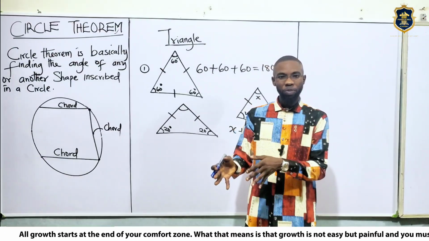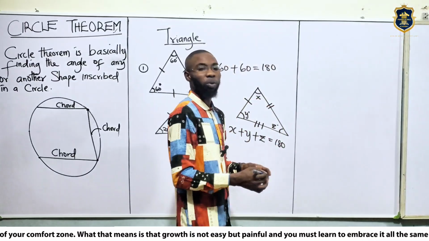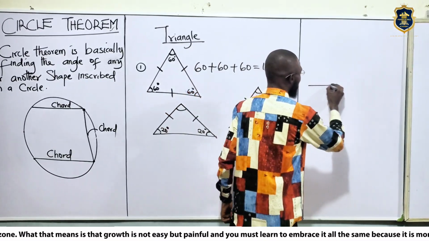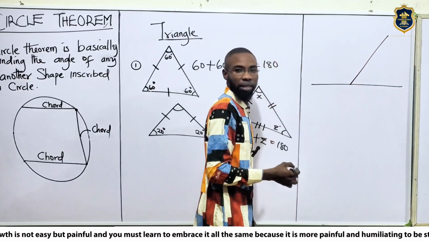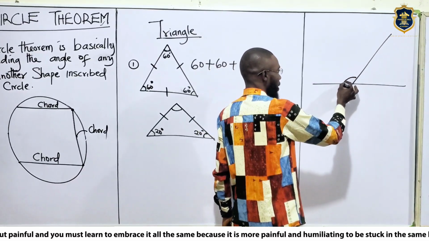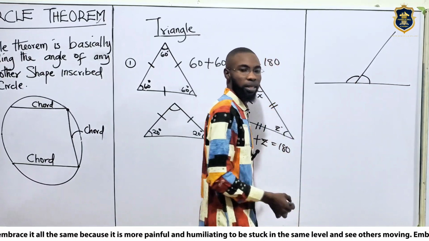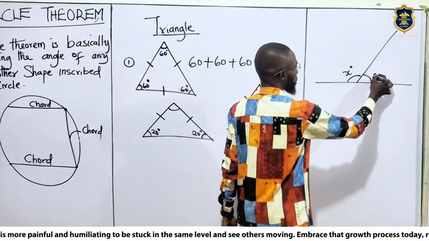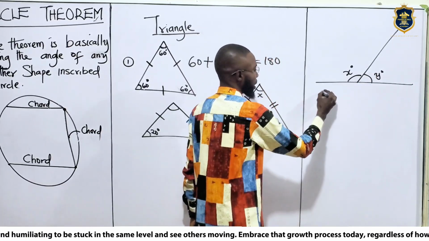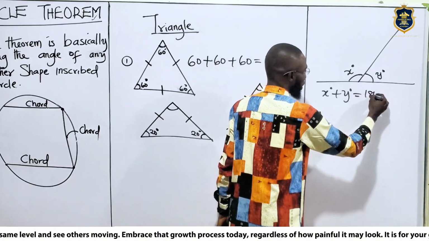Next, I want us to look at something else: angles in a straight line, the sum of angles in a straight line. So this is a straight line, for instance. If any line cuts across this straight line, it means that the angle it forms here plus the angle it forms here is equal to 180. So if we call this angle x degree and this angle y degree, it simply means that x degree plus y degree will add up to give us 180.